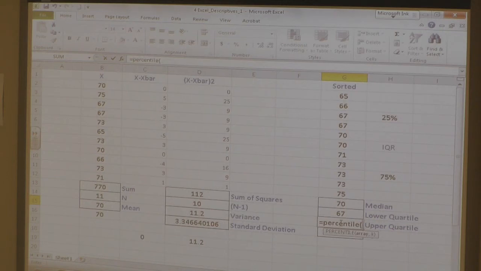Parentheses, and again, the array is going to be those numbers. I could have actually gone over to column B and grabbed them from there too. It doesn't matter, it doesn't need to be sorted. We only sorted it to make it easier for us. Comma, and what do I put in here for the percentile? 0.75. Hit enter, and we got the same value we got before. The interquartile range is going to be one subtracted from the other. Whoops.